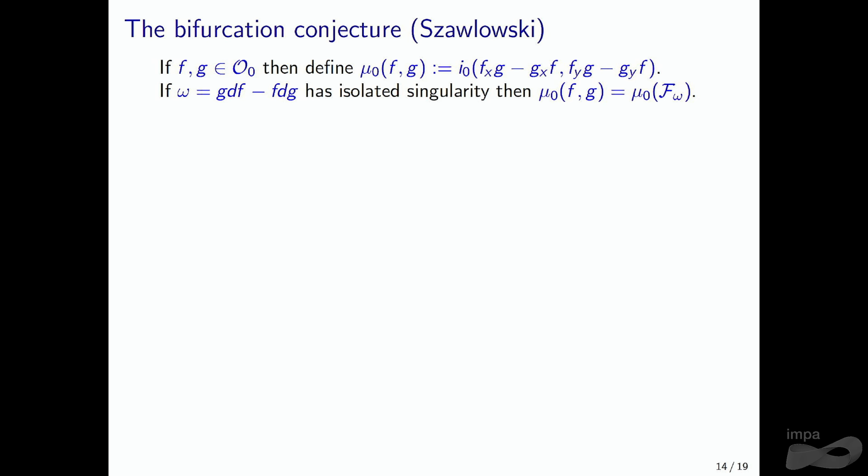The motivation of this kind of formulas was to understand the bifurcation conjecture by Slodowy that is stated as follows. He defines the Milnor number of a pair as the intersection number of these two curves that, in fact, for all purposes, is the Milnor number of the pencil foliation defined by the meromorphic function f over g when it has isolated singularity.